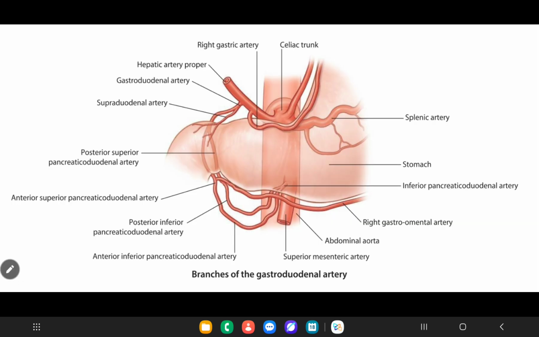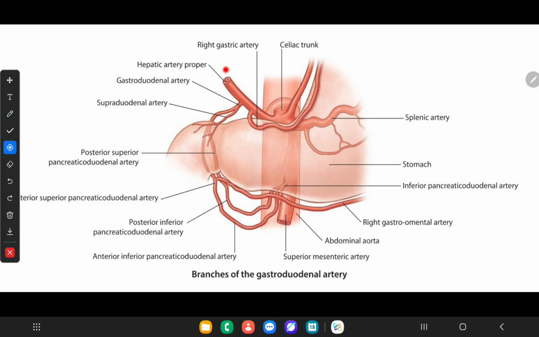After giving the two main branches, the right gastric artery and the gastroduodenal artery, the common hepatic artery continues as the hepatic artery proper. This is the common hepatic artery. After giving the right gastric artery and the gastroduodenal artery, it continues as the hepatic artery proper and goes towards the liver.